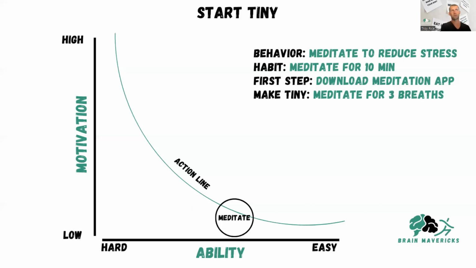So what does the habit actually look like related to that behavior change? Well, I think meditating for 10 minutes would slowly start to help me reduce stress. But what's the first step? What's that prompt, right? What does the prompt look like? Well, it might be downloading a meditation app. It might be getting a meditation pillow out. It might be setting yourself up in a dark room, turning the lights off, so you're setting yourself up for success and minimizing distractions.